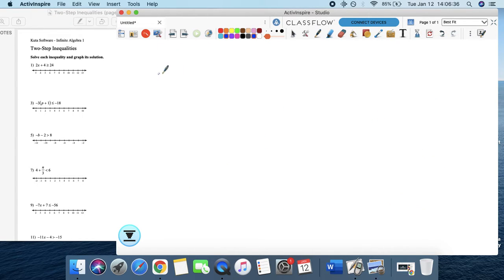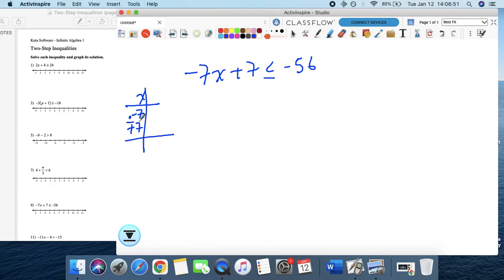9, we have something a little bit more challenging. -7x plus 7 less than or equal to -56. Variable x is being multiplied by -7, add 7. So the two inverse operations I'm going to use, I'm going to subtract 7 first, and then I'm going to divide by -7. Little star here.